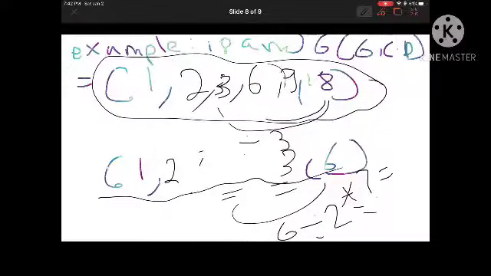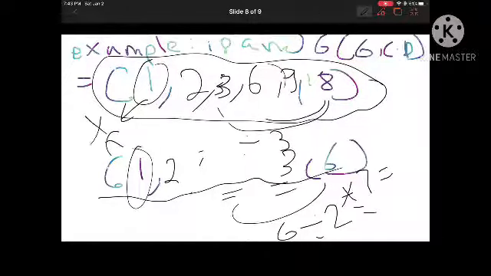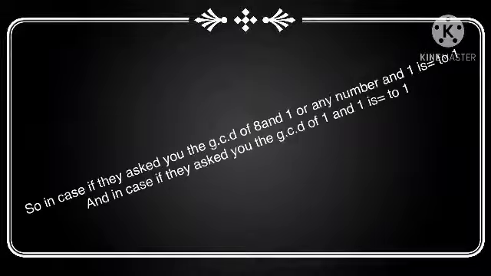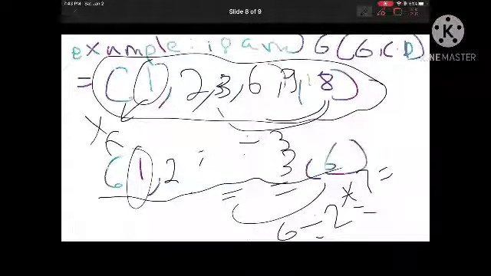Now, let's see what is the GCD. As we said before, the GCD is the greatest common divisor. One note: never consider 1 as a greatest common divisor, because 1 is never considered as a greatest common divisor, okay? In case they ask you what is the GCD of 1 and 1, or what is the GCD of 8 and 1? Okay, so let's try it.